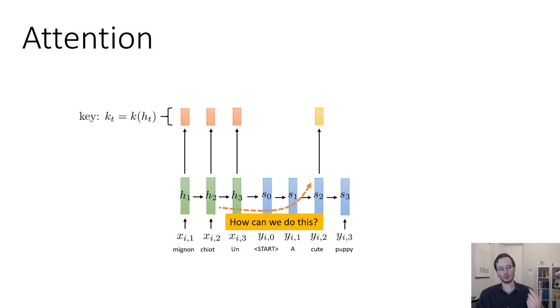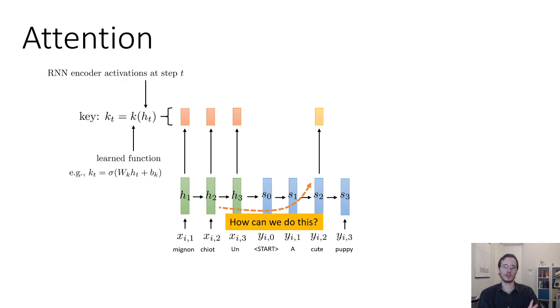And for the key, I'm going to use the letter K, and there's a separate key at each time step, and the key is some function K of H_T. So it's the same function at every time step, and it's just some function that we apply to the hidden state of the RNN. So you take the RNN encoder activation at step T and apply the function K. It could be, for example, just a linear layer followed by a nonlinearity. And again, very often in practice, the function K is just a linear transformation. So it's just like W times H_T. But it could also be nonlinear if you want.